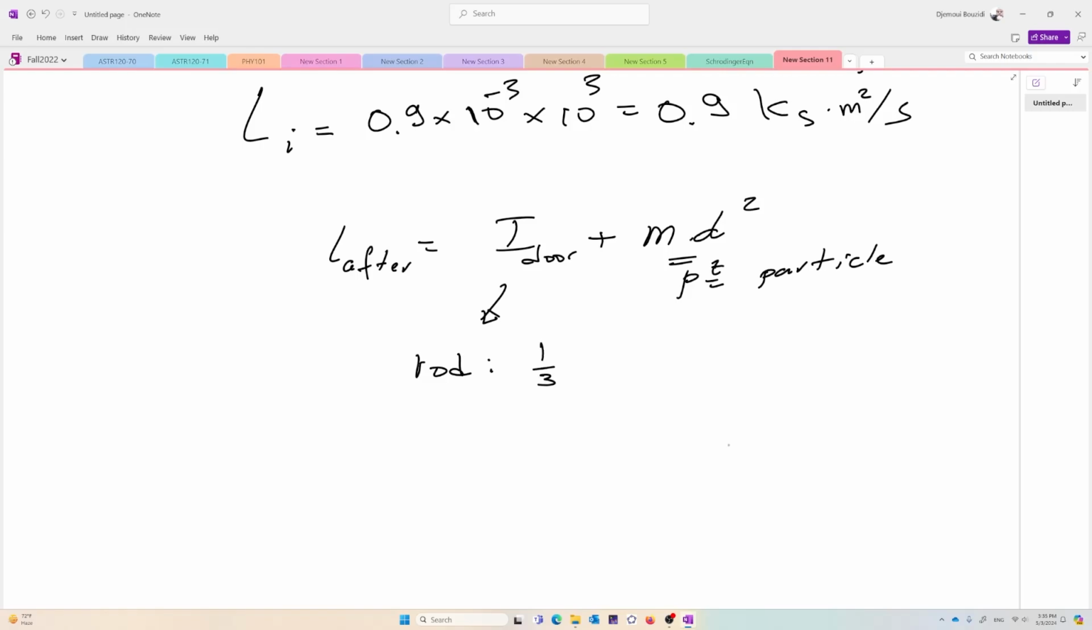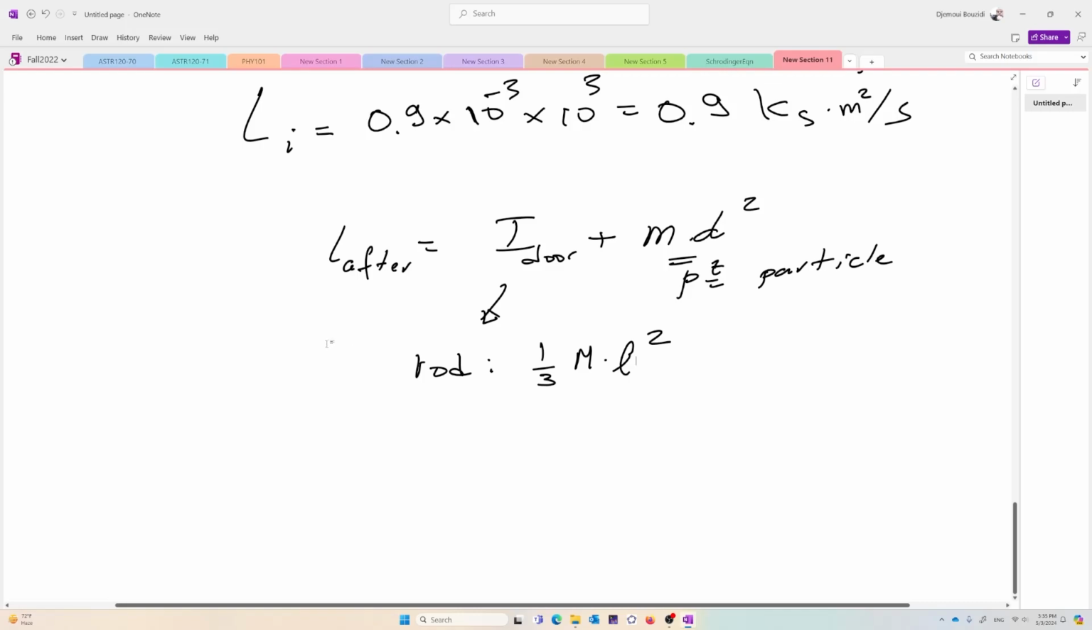Now, the door from the top just looks like a rod when you look at it, and its moment of inertia with respect to the pivot point, which is one of its edges, is 1/3 of the mass of the door times its length squared. This we saw, this is one of the first things we derived in class, the moment of inertia of a rod.